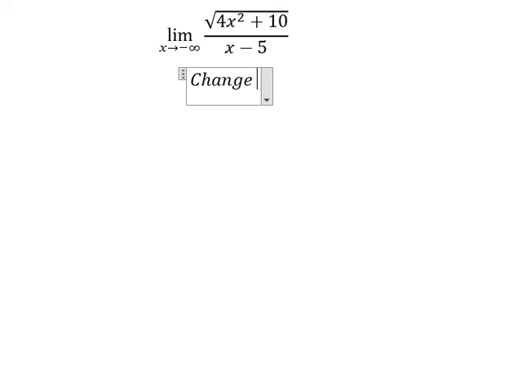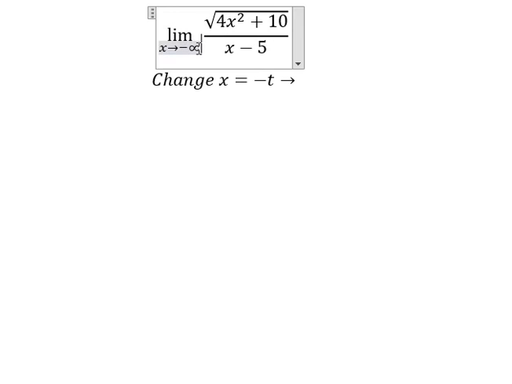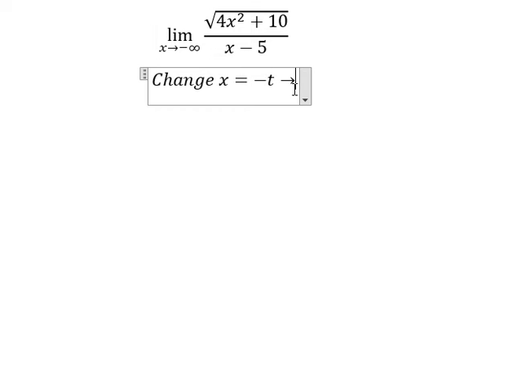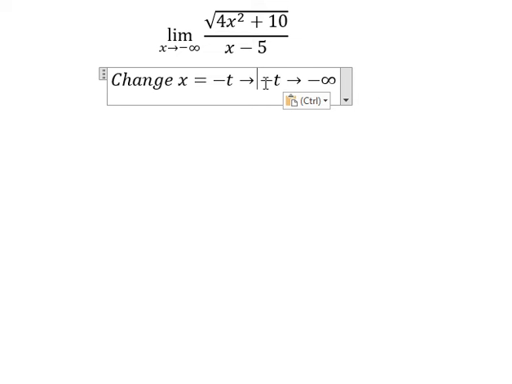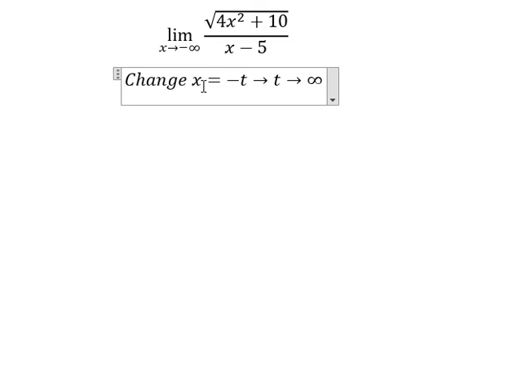We can change s into negative t. So we have this one. So we change s into negative t. So negative and negative, we can simplify it. And we have like this.